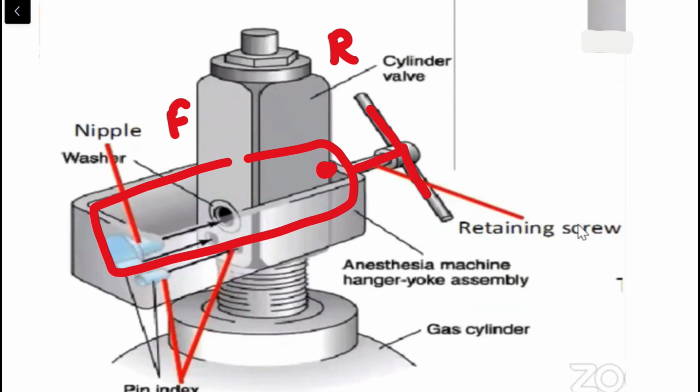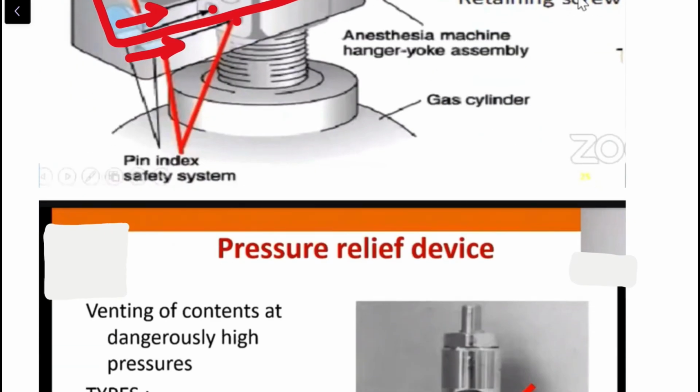We'll see what a washer and a nipple are, but you can see that this is the outlet port, and then we have the holes, and these holes will correspond to the pins on the cylinder on the machine.